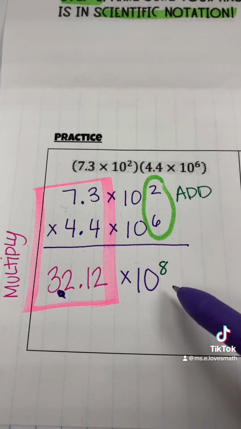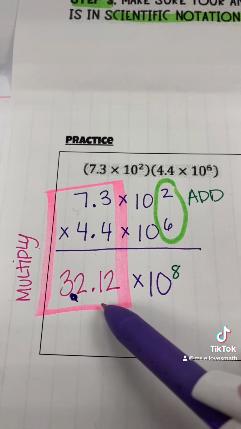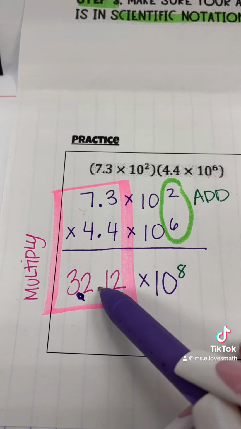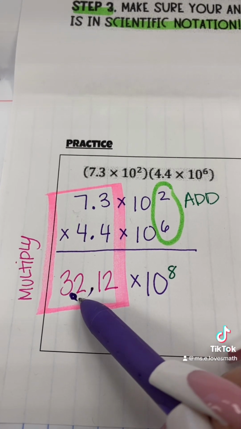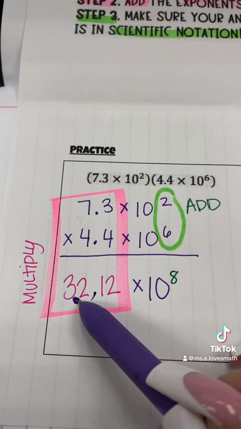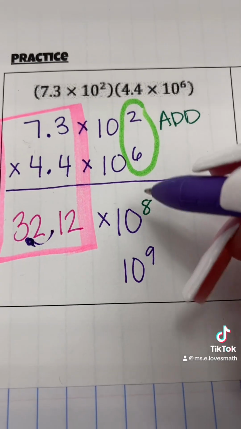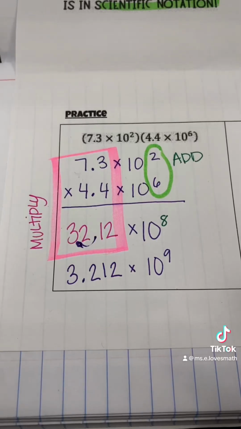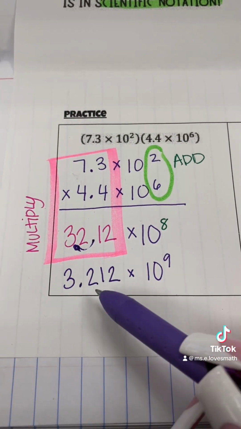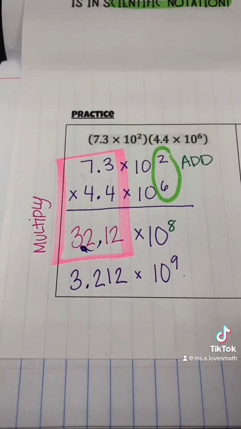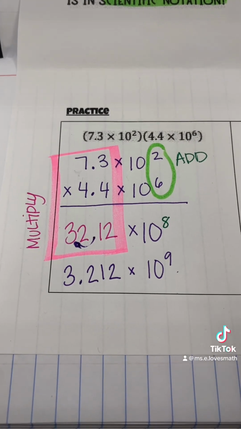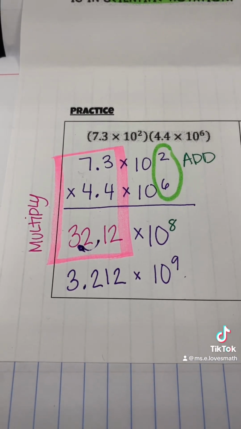So we had to come in and move our way, and we stopped here at 8. One more makes 9. So we know our exponent will be 9. Our final answer is 3.212 times 10 to the 9th. That is correct scientific notation.